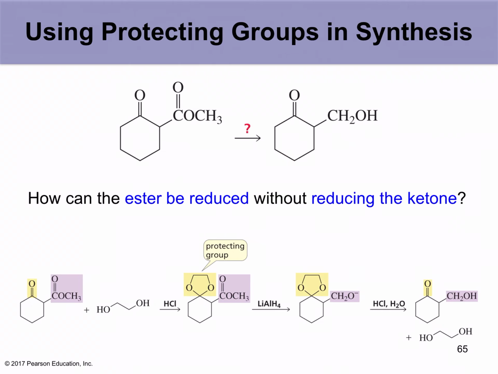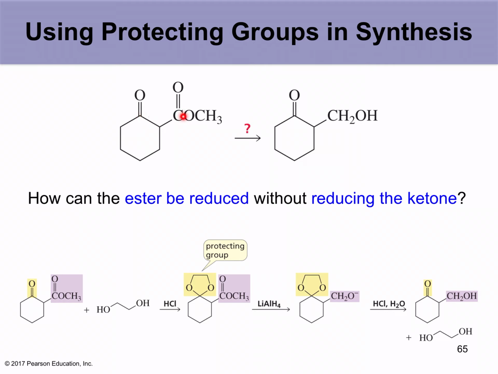Using protecting groups in synthesis. Now let's say we want to synthesize this compound from this. There are two carbonyl groups. One is a ketone carbonyl group. The other carbonyl group is an ester carbonyl group. And between the ketone and the ester, the ketone is more reactive and the ester is less reactive.